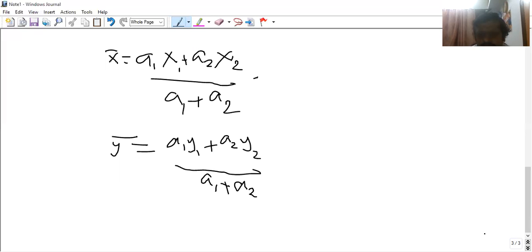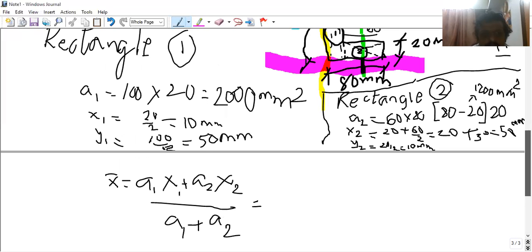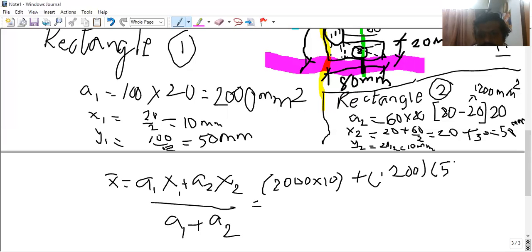So what is a1? So a1 is 2000. Then x1 is 10. Put that in brackets. Plus what is the a2? A2 is your 1200. And x2 is your 50. Substituting, not to write the unit, students. Upon a1 plus a2 is 2000 plus 1200. So how do we calculate that, students?